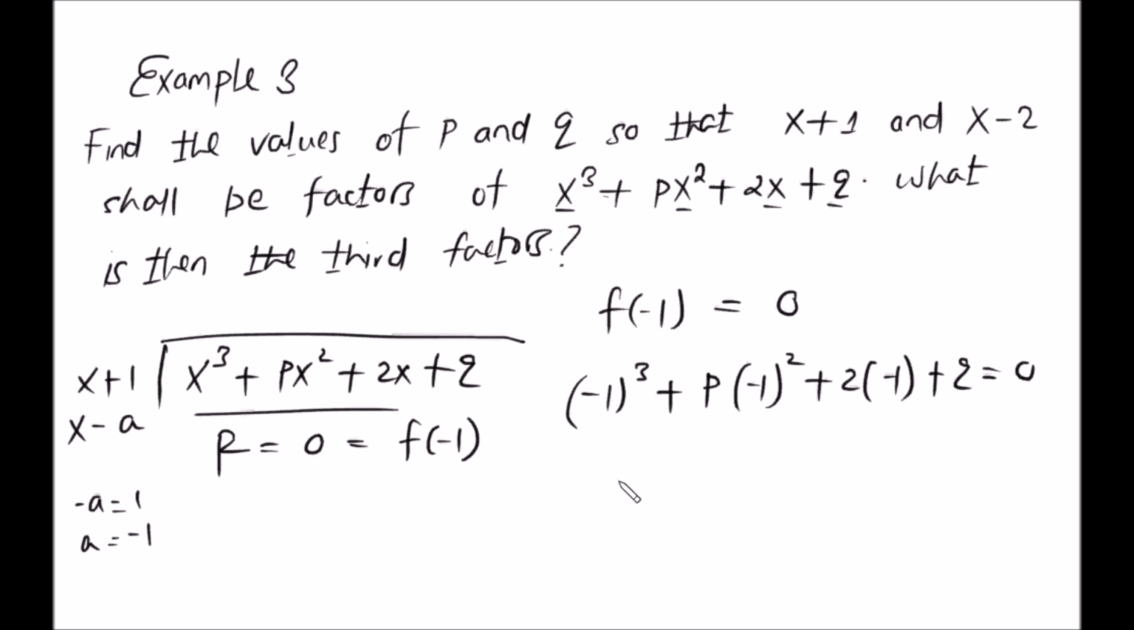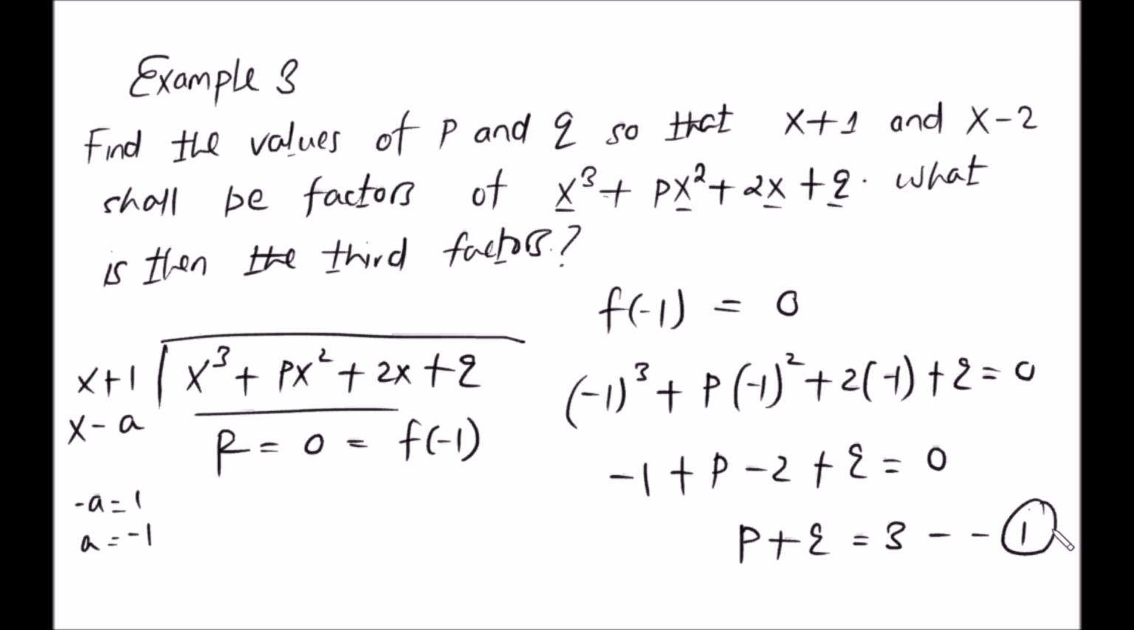So what do I get? I get negative 1 cube ni negative 1, negative 1 square ni 1, kwa hiyo plus p, negative 1 times 2 ni negative 2 plus q. So I'm gonna get p plus q is equal to 3. Hii ni equation yangu ya kwanza, lakini sio kwa x plus 1 tu, hata x minus 2 ni factor.